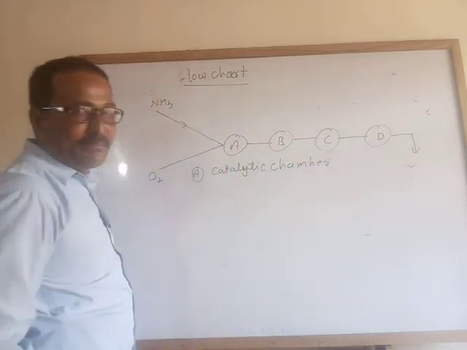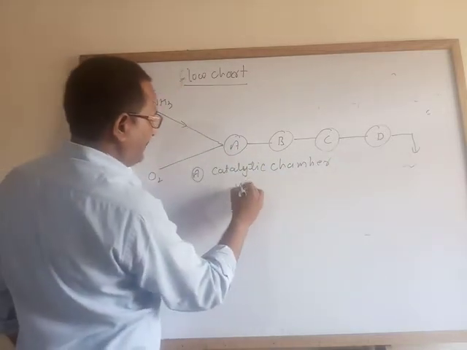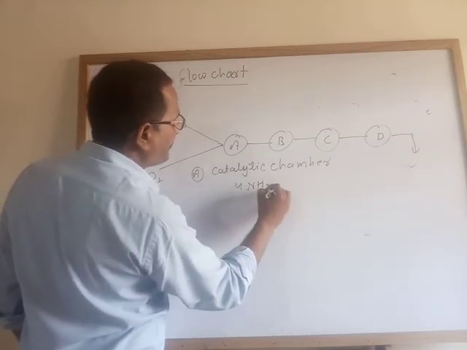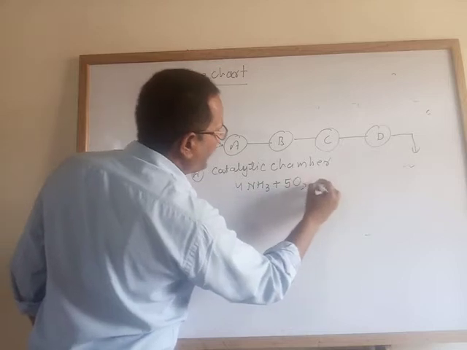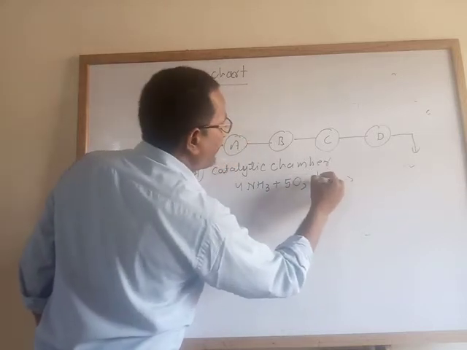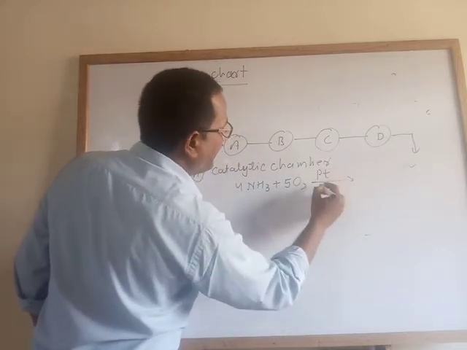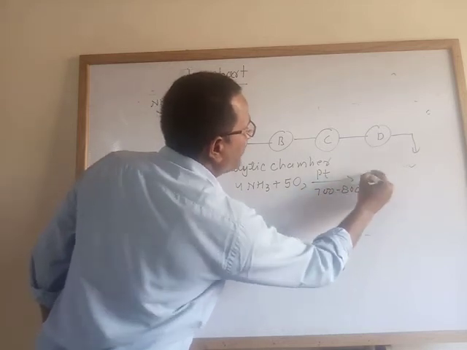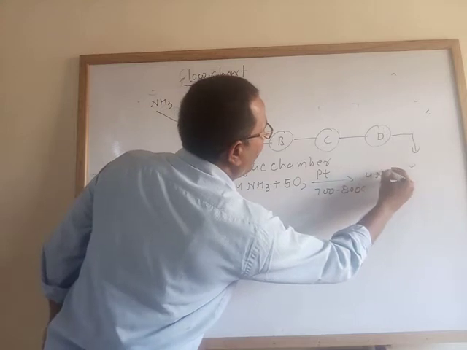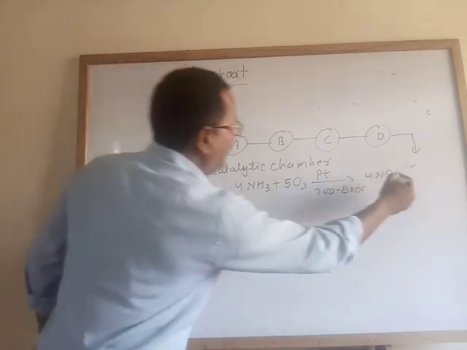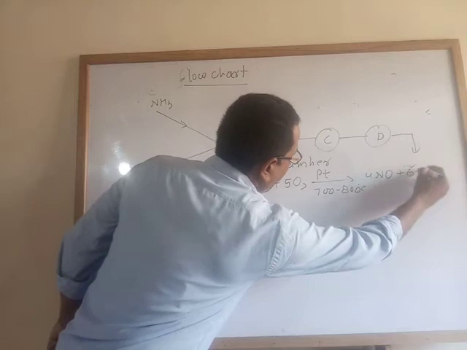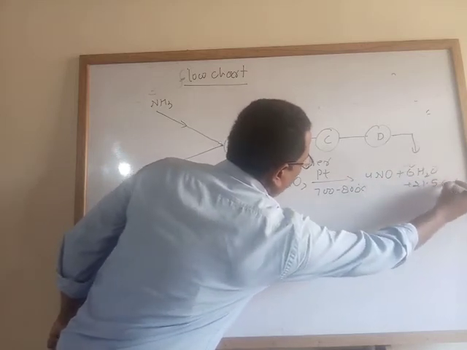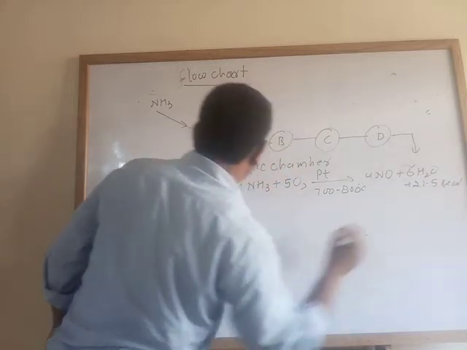What reaction is taking place in the catalytic chamber? See that, ammonia with oxygen in the presence of platinum catalyst, temperature 700 to 800 degrees Celsius, produces nitric oxide and water and 21.5 kilocalorie heat energy.